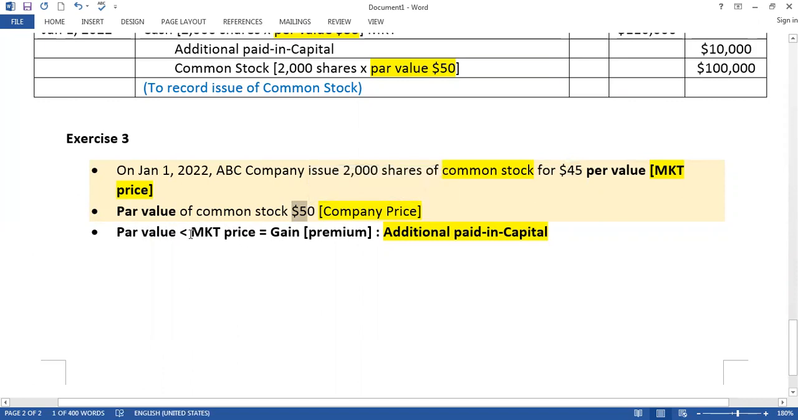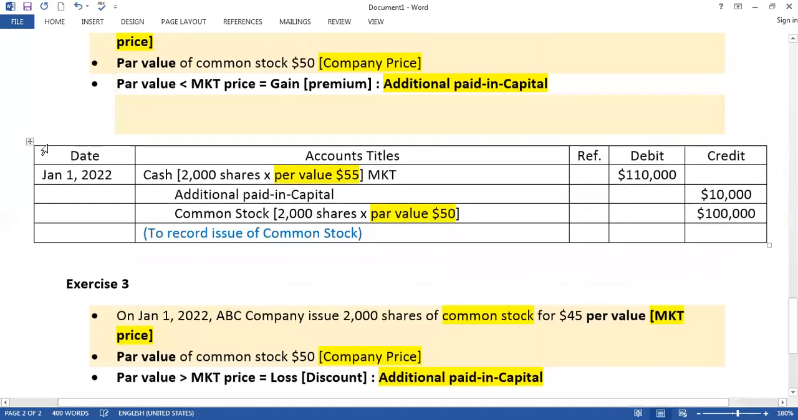Now, good news or bad news? Your company price is $50, but from the market you receive only $45. So par value is greater than the market price. Do you have a gain or loss? We have a loss. Loss means we sell it at a discount, right? If we have a loss, we have a discount, we cannot use this word. We have to use additional paid in capital.